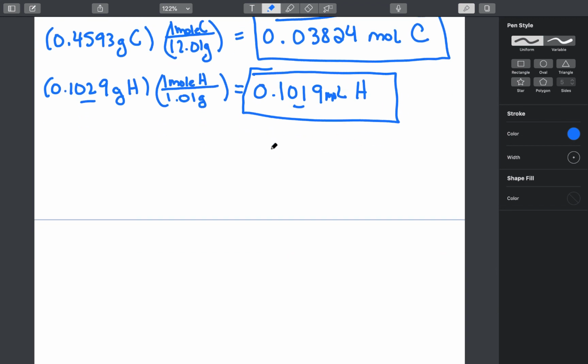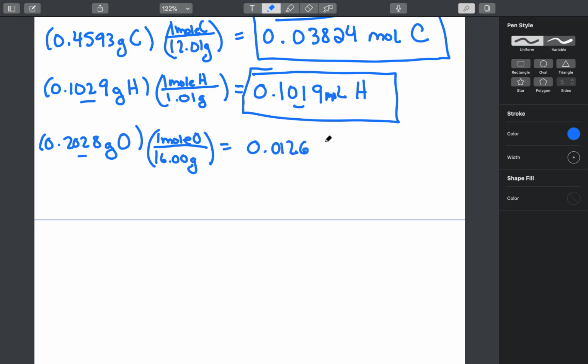And then the last one is moles of oxygen, where we had 0.2028 grams of oxygen. So put your little underline under the 2. And then you get 16.00 grams per 1 mole of oxygen, which is then equal to 0.01268 moles of oxygen, and then we'll just put our little underline under the 6.